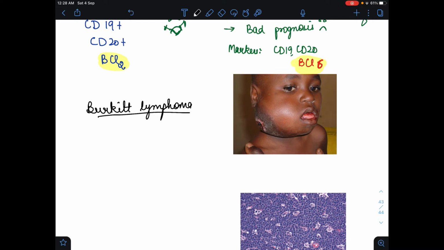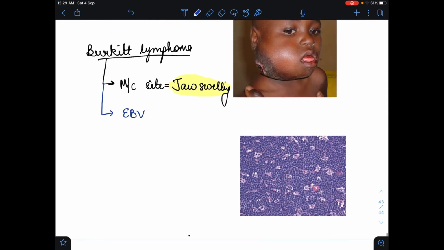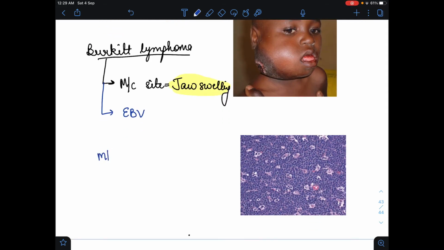The most common site for Burkitt lymphoma is jaw swelling. Please remember that jaw swelling is the most common site for Burkitt lymphoma. It is a very important question that jaw swelling is seen in Burkitt lymphoma, and it is mostly found in endemic Africa. Please remember that it is associated with Epstein-Barr virus. Also in Burkitt lymphoma, on the microscopic image, we see the starry sky pattern.